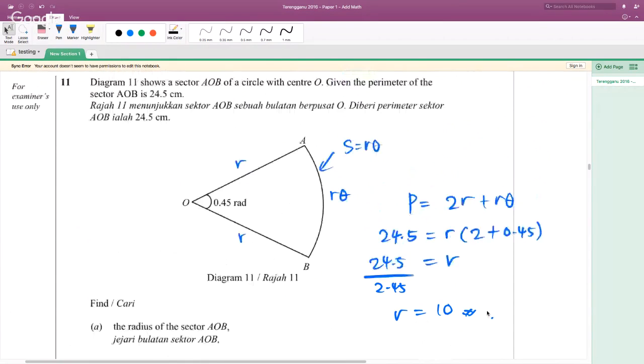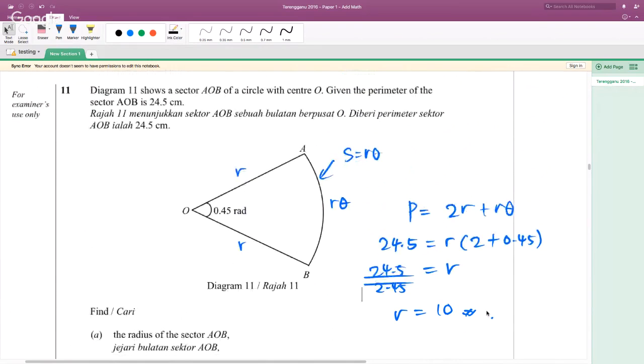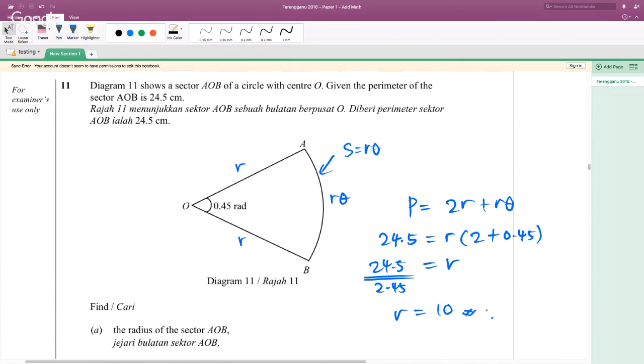The second part asks you to find the area of the sector. So after I got my r, I will find my area. Area equals half r squared theta. This one is for part B. So area equals half times 10 squared times theta, 0.45. Then this will be 50 multiplied by 0.45. Your area should be 22.5. If this is centimeter, then you will get centimeter square.